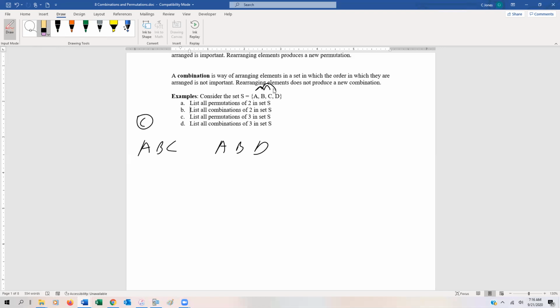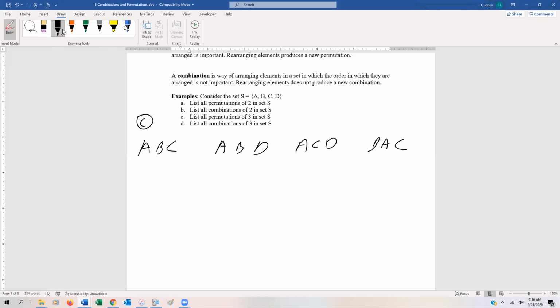And then we can also have A, C, D. All right. And then finally, the last one we have, we've already exhausted all the possible A's. So notice we had A, B, C, A, B, D, A, C, D. All right, again, these are all 3s. And the last one that we could have is going to be B, C, D.